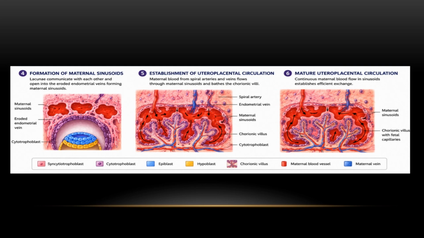The syncytiotrophoblast also secrete progesterone, estrogen, and beta-HCG. The beta-HCG promotes production of progesterone, which is essential for the maintenance and growth of the endometrium.